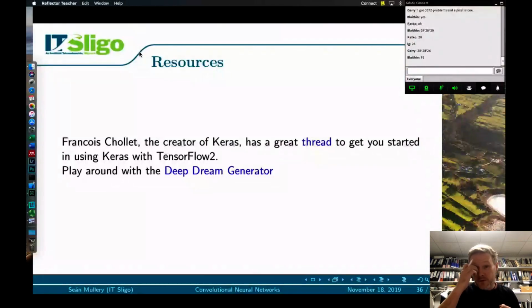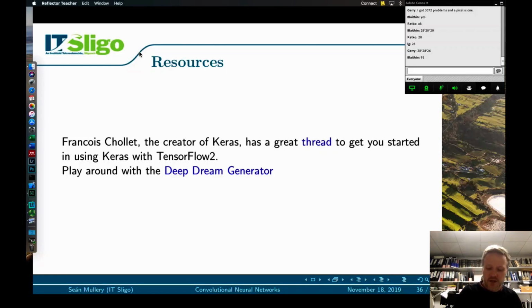Okay, a few resources for you here. Francois Chollet, that I mentioned last week, he implemented the Keras system, but he has a nice thread that he did on Twitter, and then somebody turned it into a kind of a blog post that shows you how to use Keras with TensorFlow 2. And the other thing is, if you'd like to do a bit of this hallucinating stuff, you can play around with the Deep Dream generator there as well, and have a go with that.